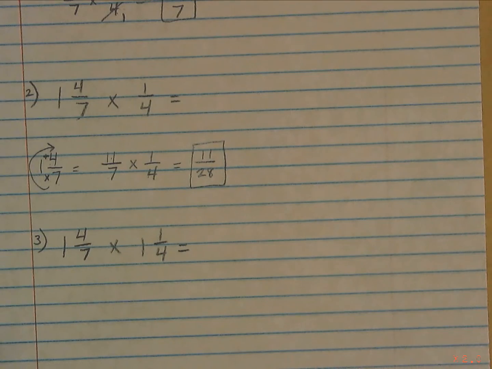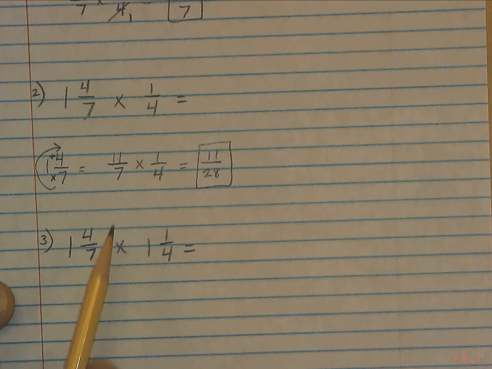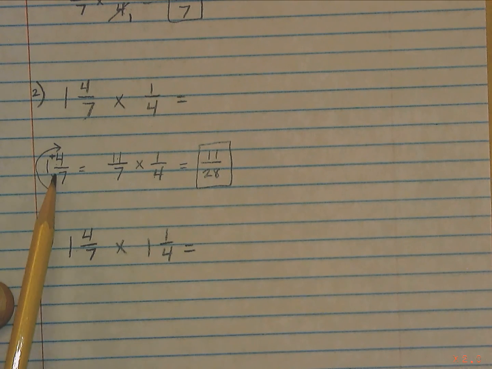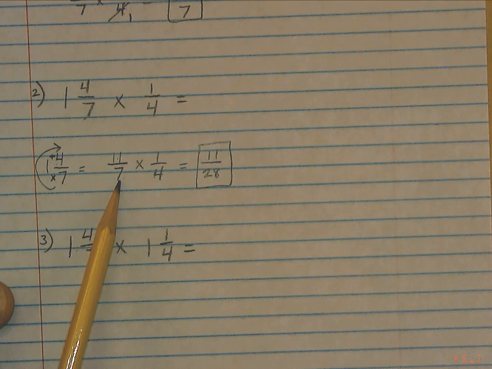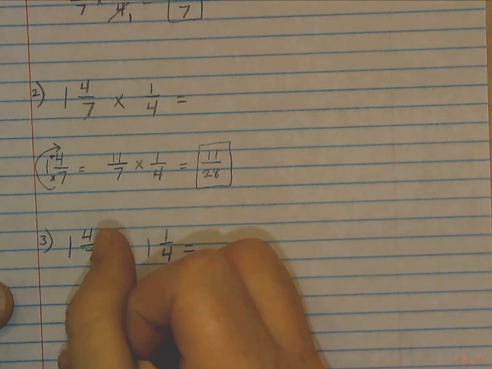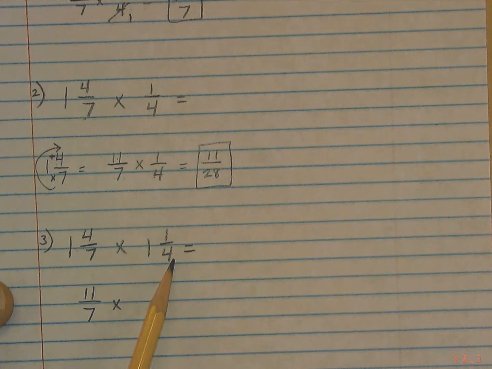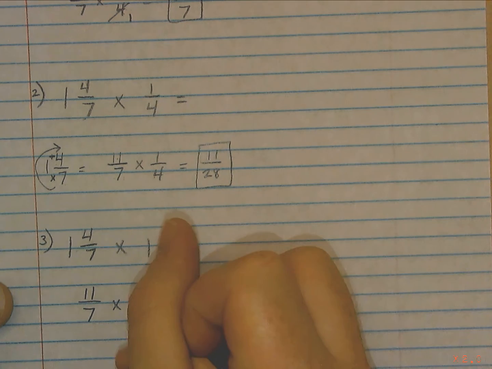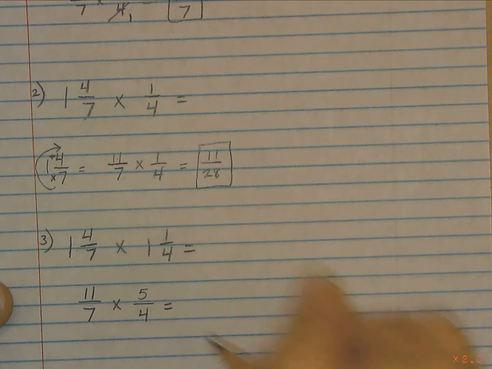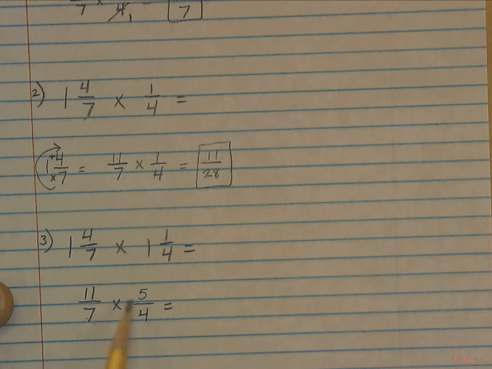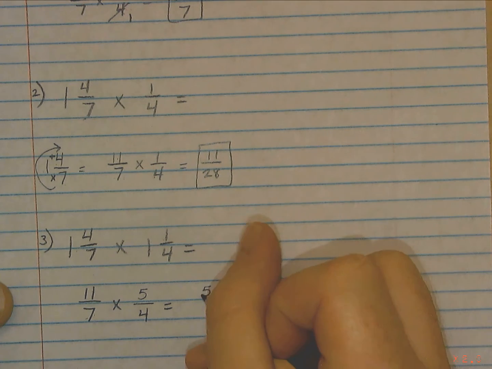Okay, 3. So 3, same thing. You're going to convert. You can't multiply these two the way they are. You have to change those into an improper fraction. Okay, we've done this before, so this is going to be 11 over 7. Okay, we haven't done this one yet. So 4 times 1 is 4. 4 plus 1 is 5. So this is going to be 5 over 4. Okay. Nothing we can do to simplify it. We don't need to simplify this. We just multiply straight across.